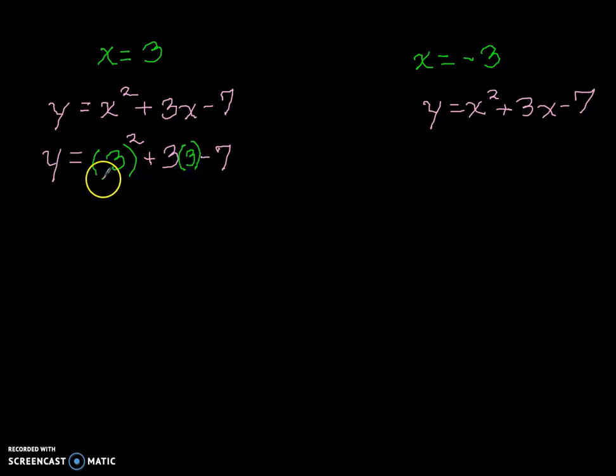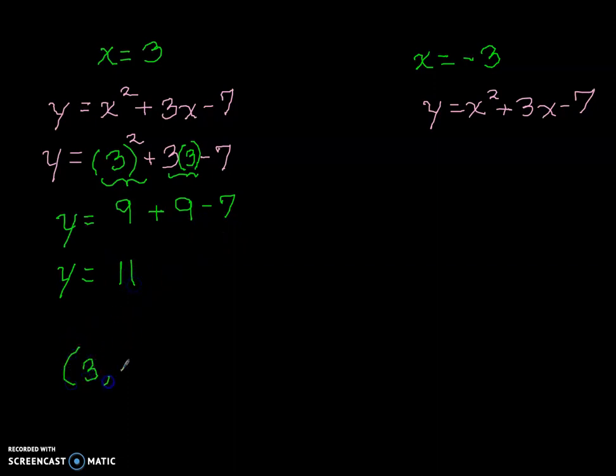So exponents first. 3 squared is 9, plus 3 times 3 is 9, minus 7. And then when it's adding and subtracting, you just go from left to right. 9 plus 9 is 18. 18 minus 7 will give us 11. So one point is (3, 11), and that's one of our xy solutions.